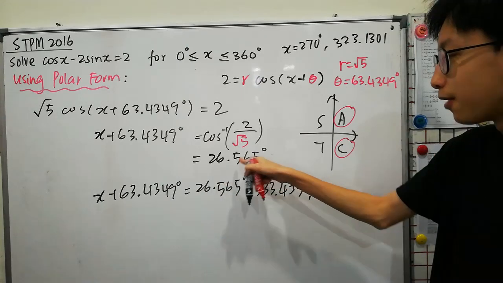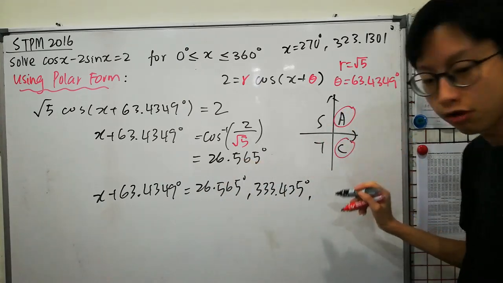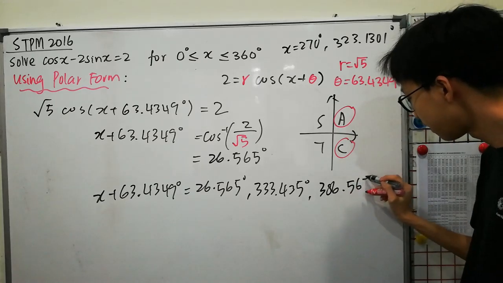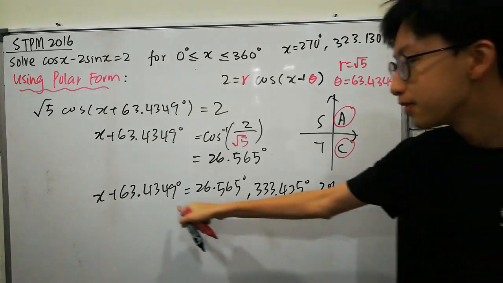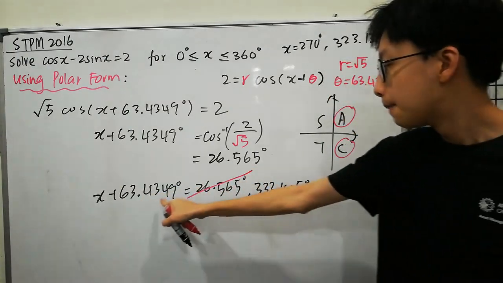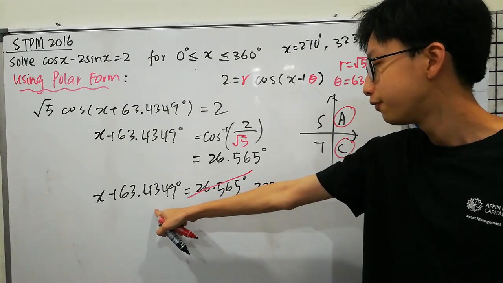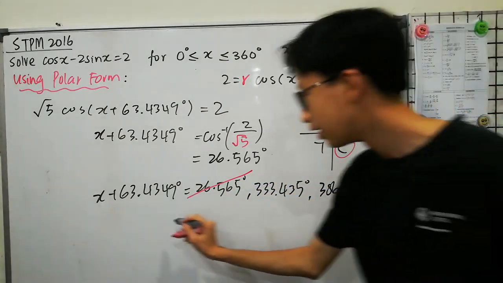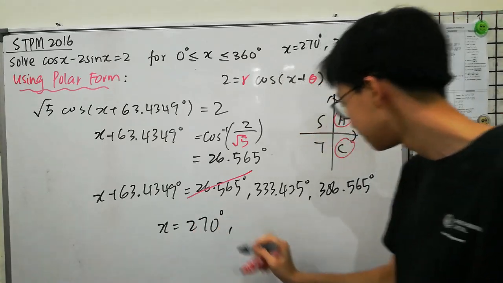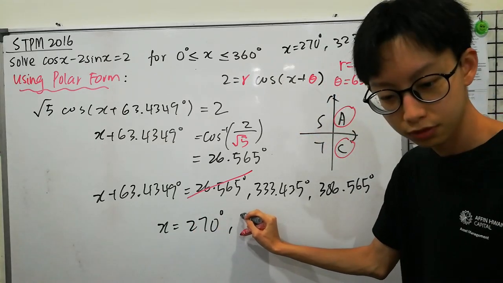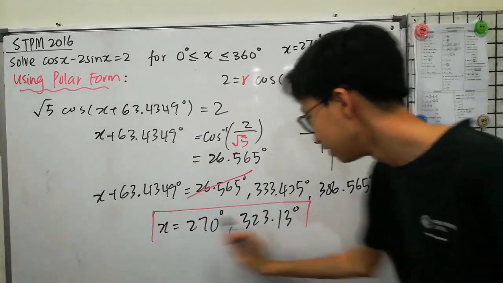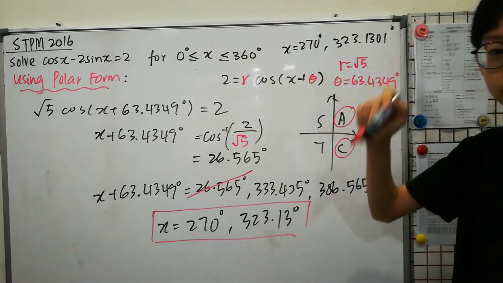360 plus 26.565 for the second cycle. So it will be 386.565 degrees. And now we don't have to consider this already. Minus this 63.4349 from this and this, we have x equals 270 degrees and x equals 323.13 degrees, which is our answer.